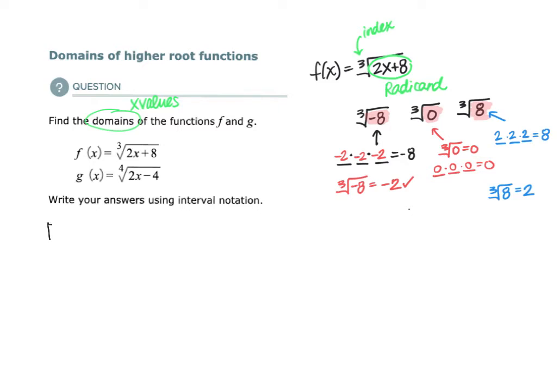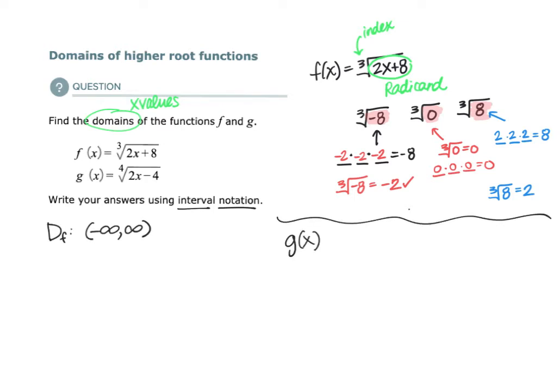So the domain of function f, sometimes people write that like this with a capital D for domain and a little f as a subscript. We can say the domain would be all real numbers, which would be from negative infinity to positive infinity if we're writing our answer in interval notation. So there are no restrictions. However, if we look at function g of x is the fourth root of 2x minus 4. So this time the index is a 4. So we have to think about the types of numbers that we are allowed to have inside of a fourth root.